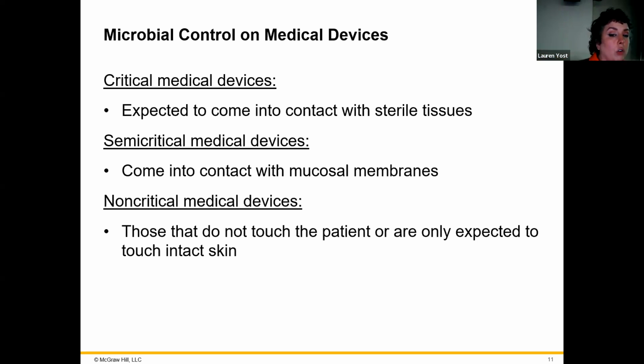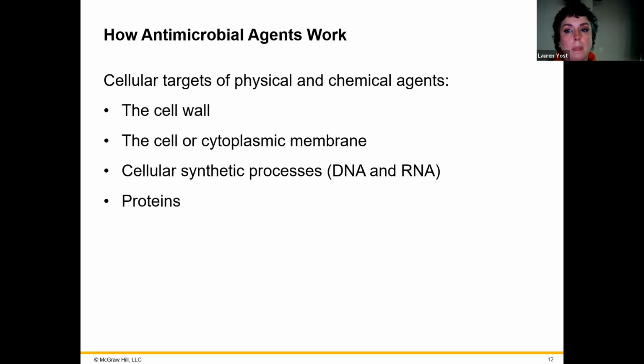And then non-critical medical devices, things that will come into contact either not with the patient or with their intact skin. So this could be things like door handles. It could be straps that are used in situations. It could be, what are they called? Leads and things like that, that would be used typically on intact skin areas, but could have come into contact with the patient.